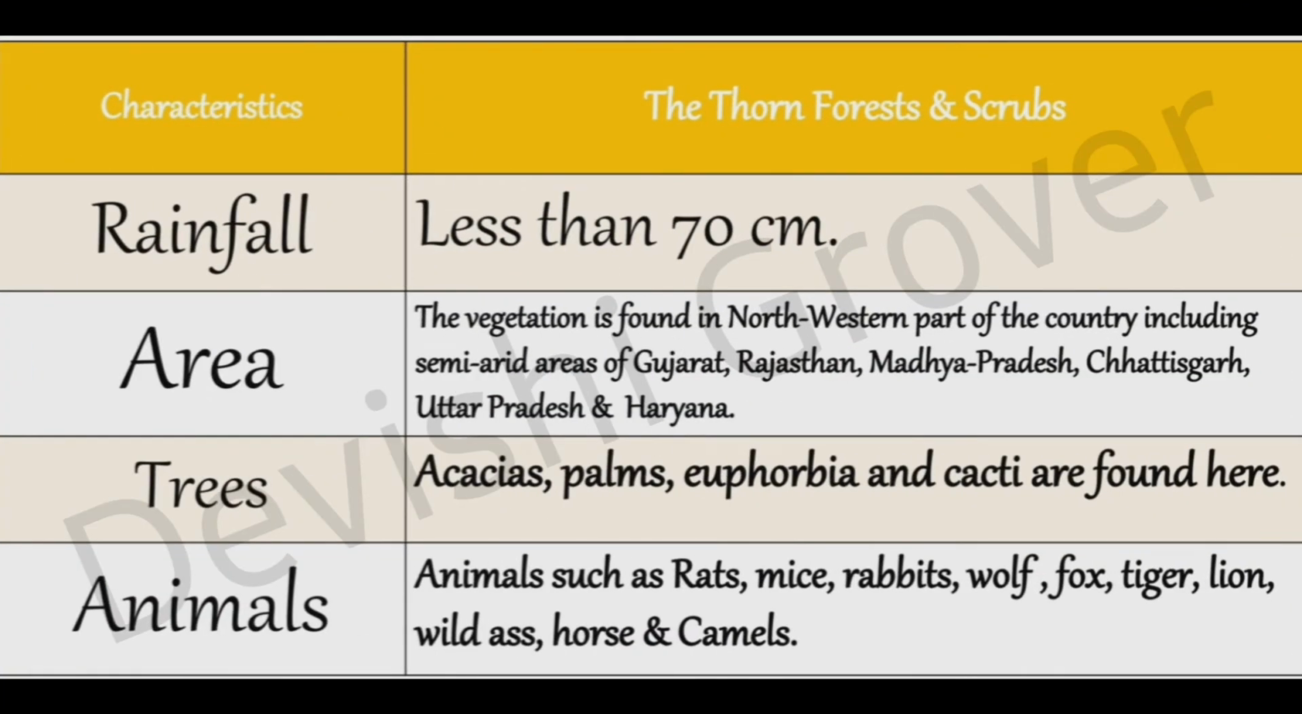The characteristics of these forests: rainfall here is less than 70 cm. The area in which they are found is the northwestern part of the country, including semi-arid areas of Gujarat, Rajasthan, Madhya Pradesh, Chhattisgarh, Uttar Pradesh and Haryana. Trees or plants found here are very much adapted to the area. They are acacias, palms, euphorbia and cacti. Animals found here are rats, mice, rabbits, wolf, fox, tiger, lion, wild ass, horse and camels.